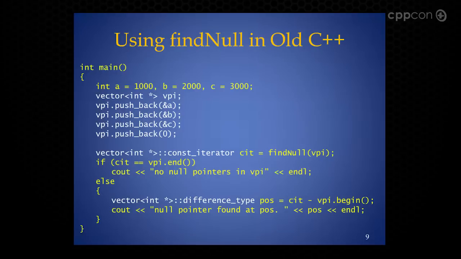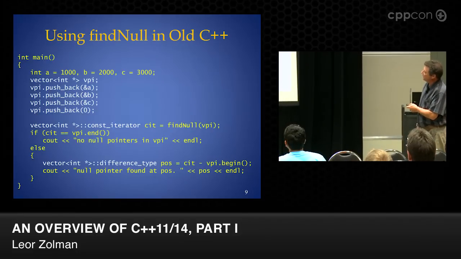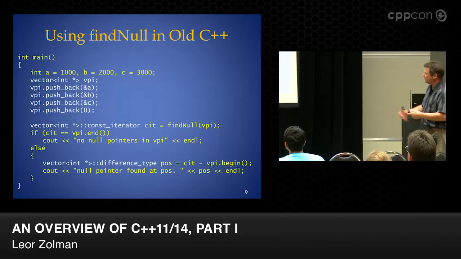How would I use it in old C++? Well, first, I have to throw some data into a vector. So I define my vector, let's make it of int pointers, and here's a bunch of ints, and I throw their addresses in there, and then I put my null in. So quite a bit of rigmarole just to stick some simple values into a vector, but that's what it used to take.